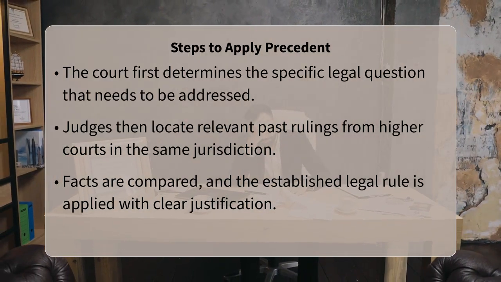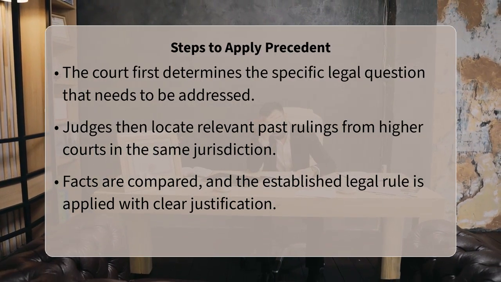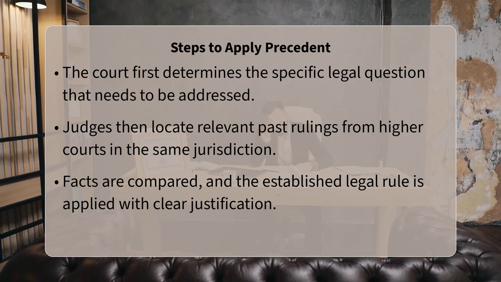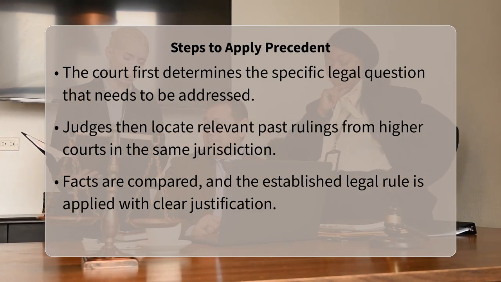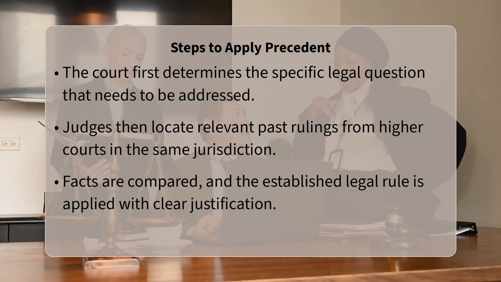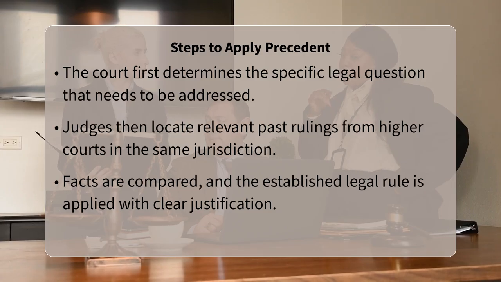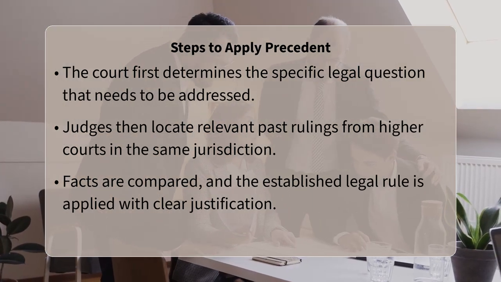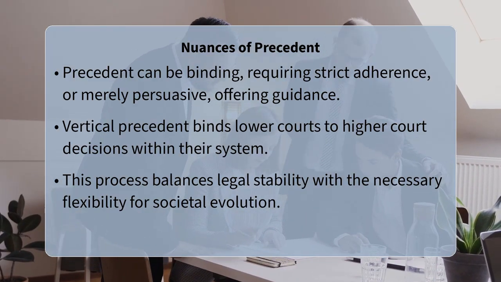It is important to understand that not all precedents are created equal. Vertical precedent means lower courts must follow decisions from higher courts in their jurisdiction, like a federal district court following a circuit court of appeals. Horizontal precedent refers to a court following its own prior decisions, though this is less strictly binding, especially for higher courts like the Supreme Court.